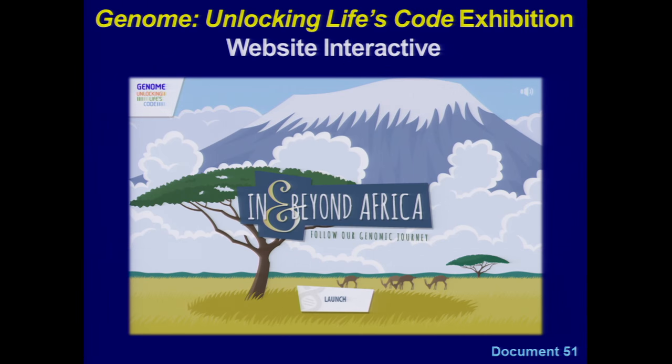And lastly, in November, a second interactive to support the genomics exhibition debuted on the exhibition's website, unlockinglifescode.org. Called In and Beyond Africa, this is an online interactive that allows users to learn about various aspects of human origins and follow a timeline of human migrations out of Africa. This edition significantly expands upon the content found within the exhibition itself.